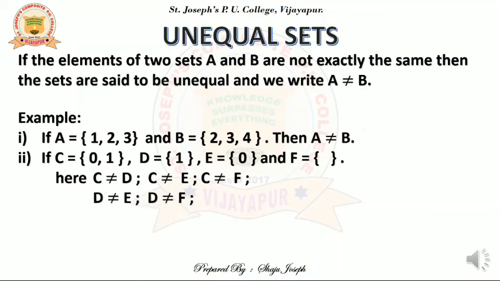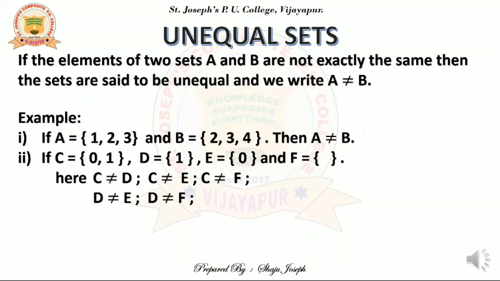Let us compare between D and E. They both appear to be having the same one element, but no, the elements are different. The elements are not the same. 1 is there in D, but 1 does not exist in E. 0 is there in E, but 0 does not exist in D. Therefore, D and E are not equal.